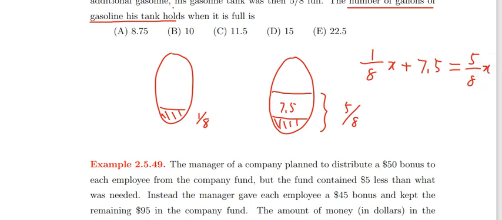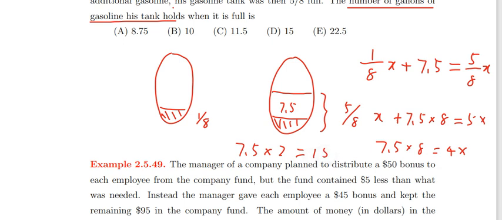So from here we can easily solve for x. Just multiply by 8, so x plus 7.5 multiplied by 8 equals 5x. Move the 5x to here, so 7.5 multiplied by 8 equals 4x. So we can find x equals 7.5 multiplied by 2, right? So that equals 15.